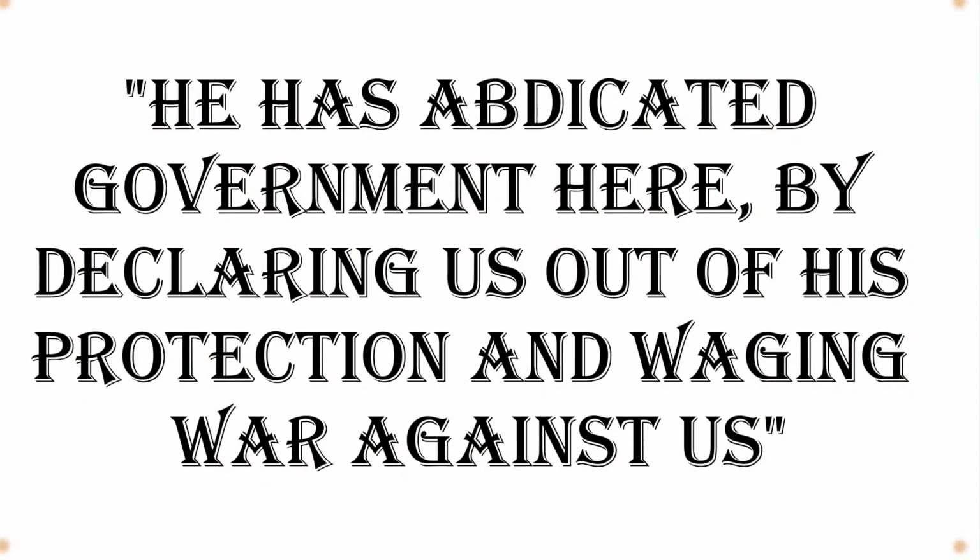He has abdicated government here by declaring us out of his protection and waging war against us. So in 1775, the king sent troops against the towns of Lexington and Concord, igniting the Revolutionary War, and gave governors the power to use Native Americans against the colonists. The king also hired Hessian mercenaries from Germany to be used against us as well.